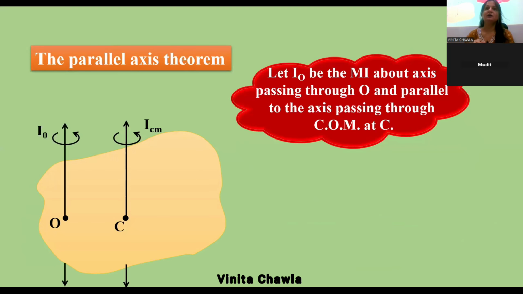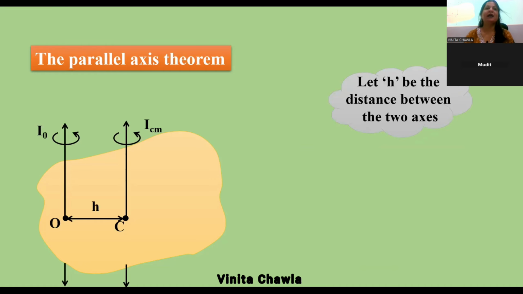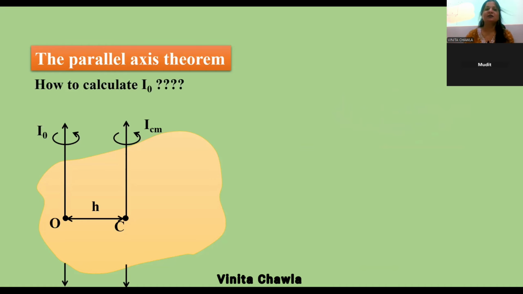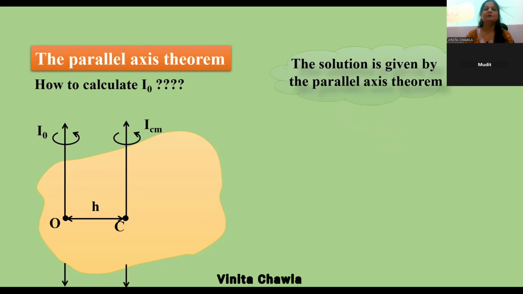Okay, now we have to find moment of inertia about O. So we can write I naught, I0, because we have to find the moment of inertia about O. So we can apply parallel axis theorem here. Let h be the distance between these two axes which are parallel, right? So what can we write, tell me?